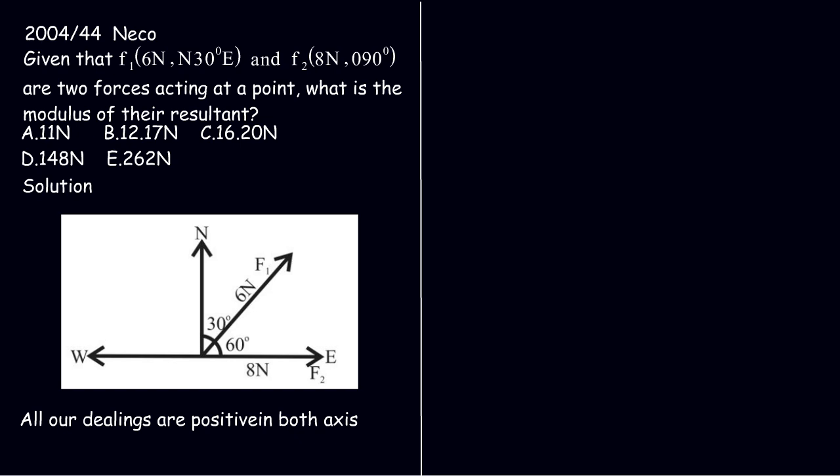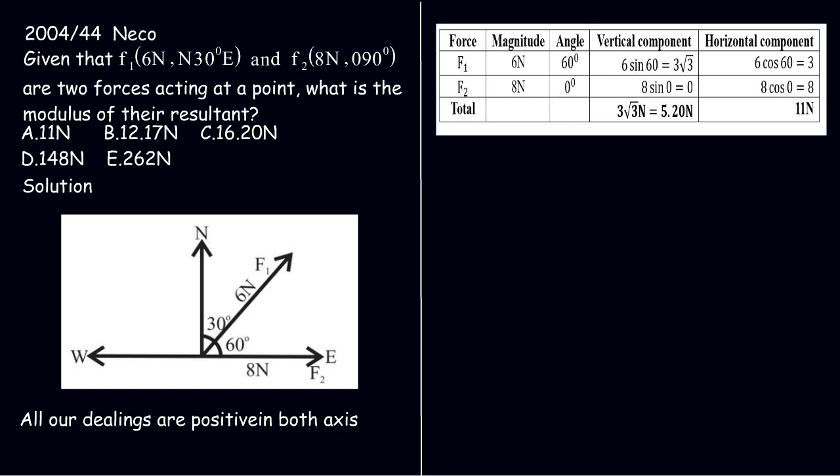Now tabulating our forces, we have our force F1 with a magnitude of 6 Newton, and the angle to the horizontal is 60 degrees. So the vertical component will be 6 sin 60, which is equal to 3 root 3, and the horizontal component will be 6 cos 60, which is equal to 3. And for our second force F2, the magnitude is 8 Newton, and the angle to the horizontal will be 0 degrees because it's on the horizontal, so it does not make an angle with the horizontal. And the vertical component will become 8 sin 0, which is 0, and the horizontal component will be 8 cos 0, which is equal to 8.